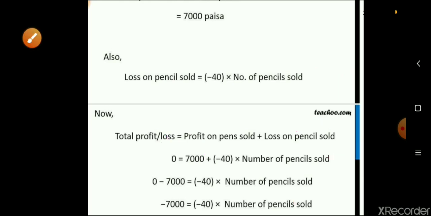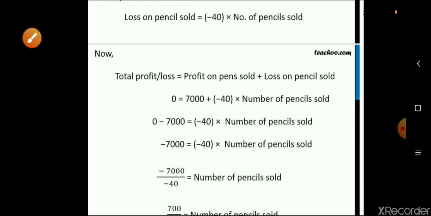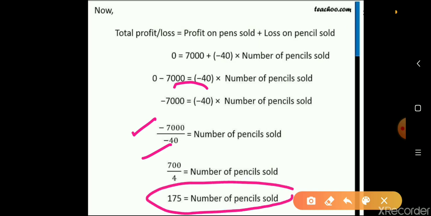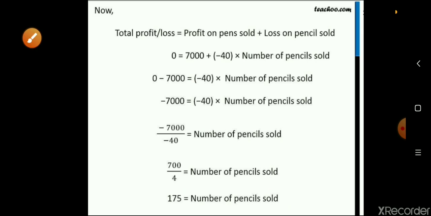Now this 40 will be shifted to the other side, and here it is in multiplication, so on the other side it will be in division. So it will be minus 7000 divided by minus 40. It will be 700 divided by 4, which is equal to 175. So we have calculated the number of pencils sold. Here we have used the concept that if the number of pencils sold is 175, then the overall loss or profit will be 0.